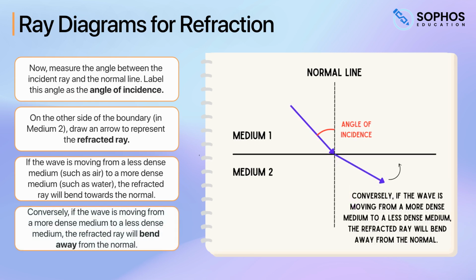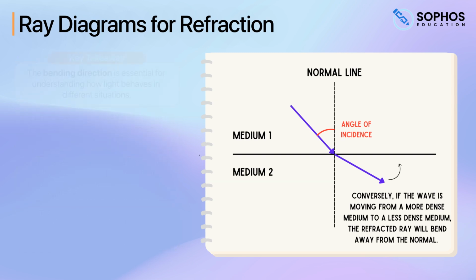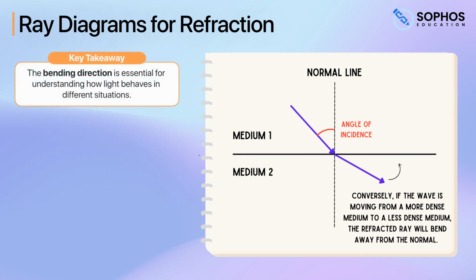Conversely, if the wave is moving from a more dense medium to a less dense medium, the refracted ray will bend away from the normal. The bending direction is essential for understanding how light behaves in different situations.